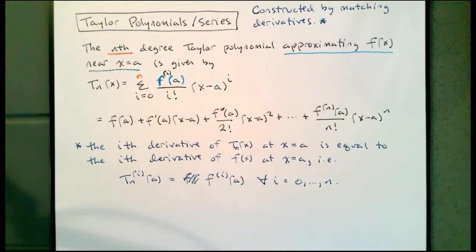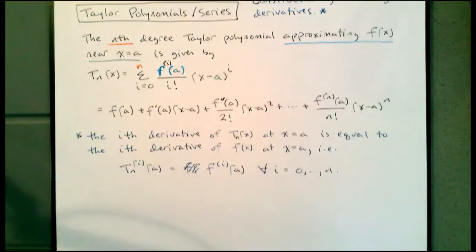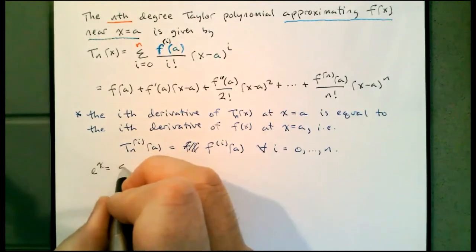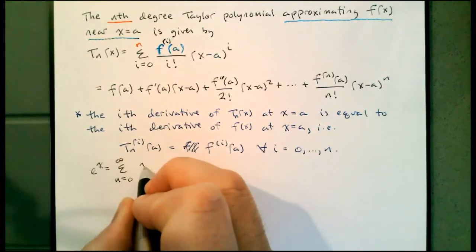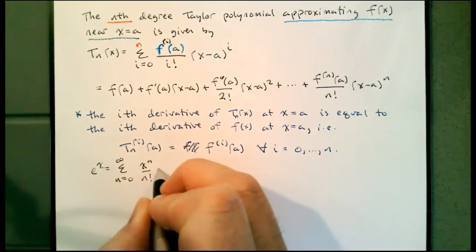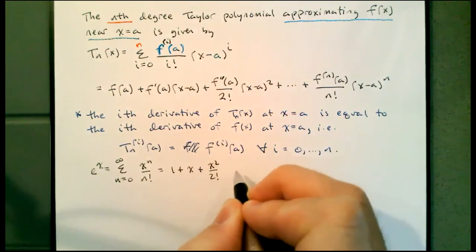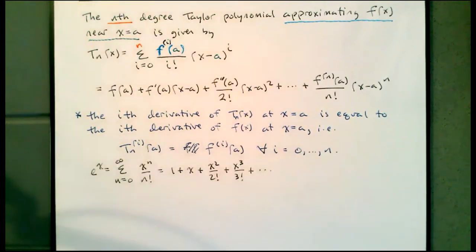So if we want to find the Taylor polynomial of a function, we just need to take a bunch of derivatives. So let's do that. Yesterday we did e to the x. So we found out an important one. We know that e to the x is equal to the sum as n goes from 0 to infinity of x to the n over n factorial. That's going to be 1 plus x plus x squared over 2 factorial plus x cubed over 3 factorial, and so on. That's one that we have to know.